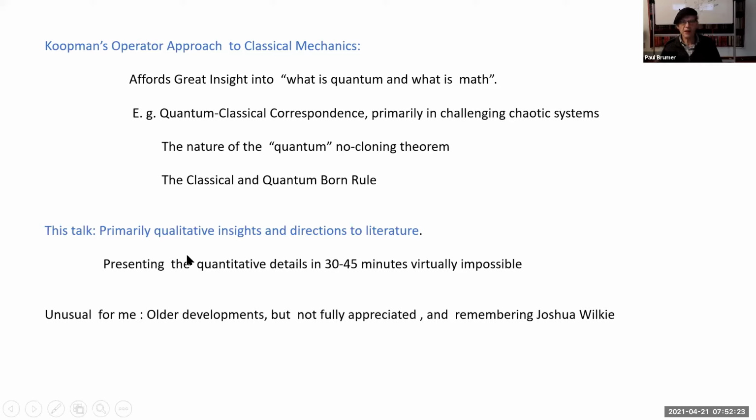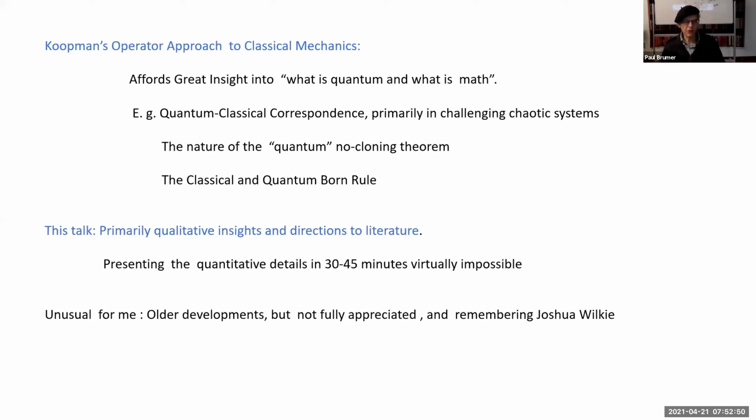But what I'm going to try and talk about very briefly is this quantum classical correspondence issue. And I have two examples, both of which I'll only be able to discuss briefly, but I'm hoping to direct you to the literature. And that is the so-called quantum no cloning theorem, which I'll show you a classical no cloning theorem, and what I call the classical and quantum Born rule. Let me come to that later.